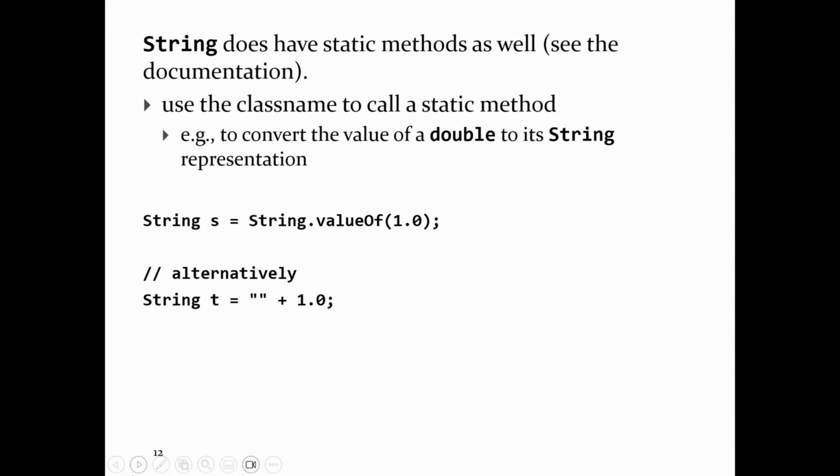So that's the distinction between a static method and a non-static method. For a static method, you use the name of the class. For a non-static method, you must use the name of an object, or a reference to an object, sorry, typically the name of a variable.